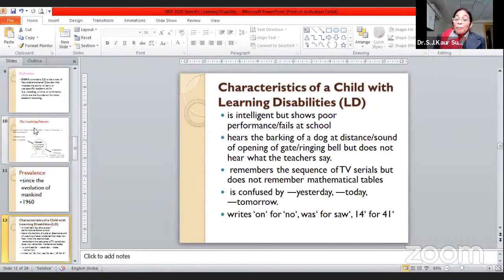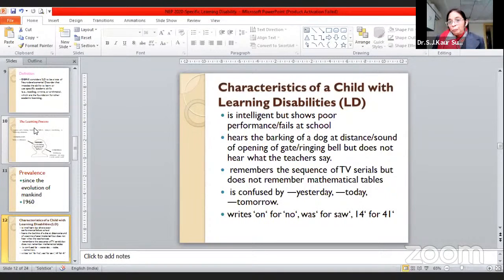Another is they remember the sequence of TV serials. They will sing the title song of that serial, but are not able to remember or recall mathematical tables. तब हम क्या कहते हैं? वो तो सब तुम्हें याद है, लेकिन तुमको ये नहीं याद होता. But this happens with LD children.